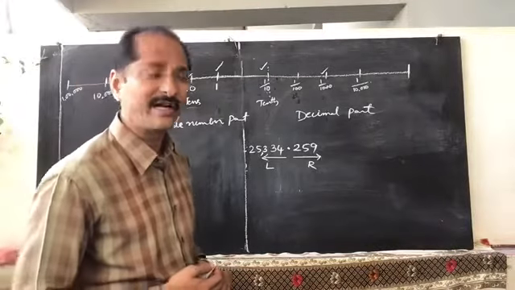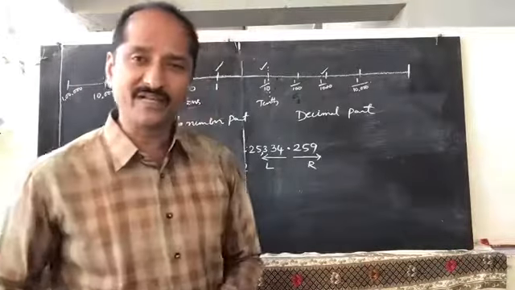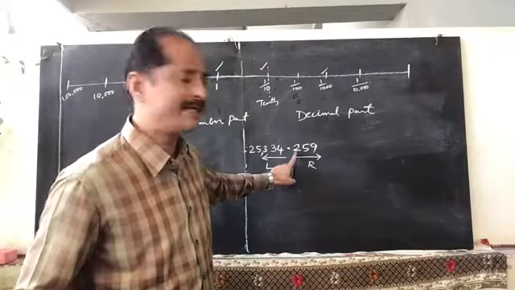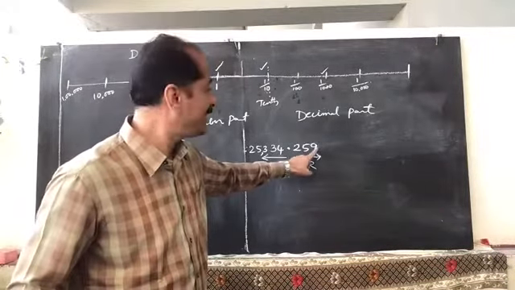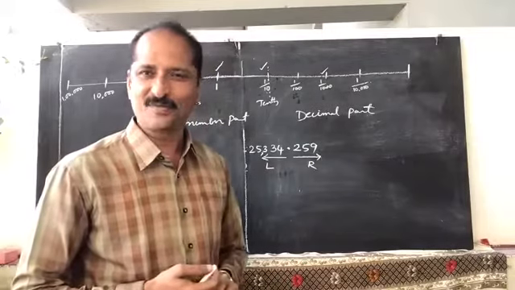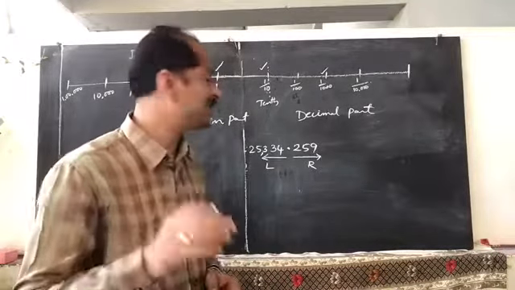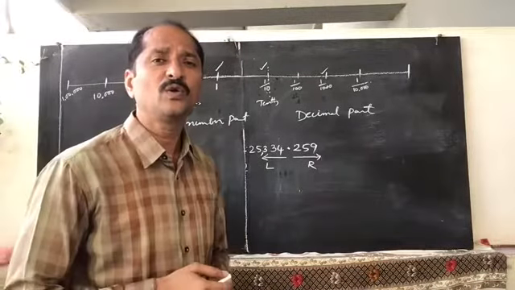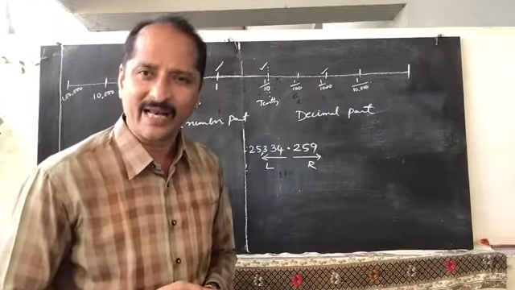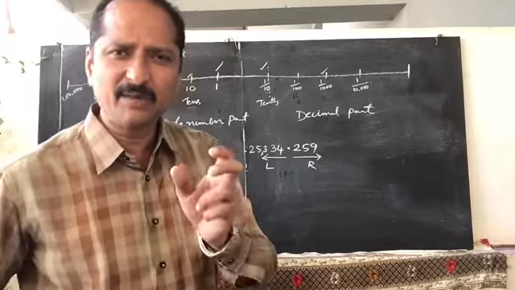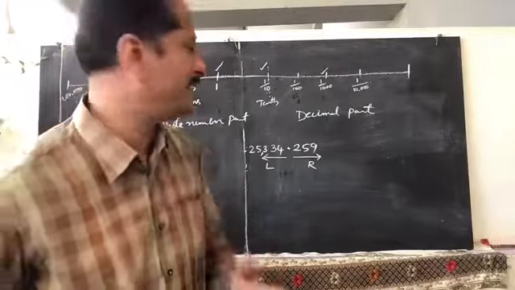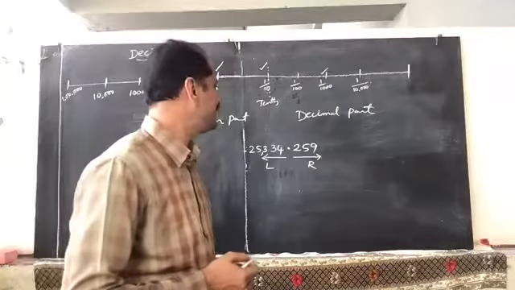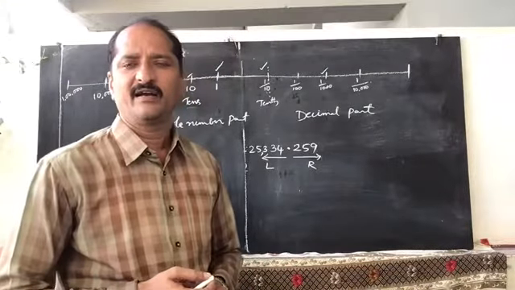We should not read it as 259, because 2 is in the tenths place. That means 2 by 10, 5 by 100, 9 by 1000. So that cannot be read as 259. It should be read as two, five, nine. The digits in the decimal part should be read separately. So this is the reading of a decimal.